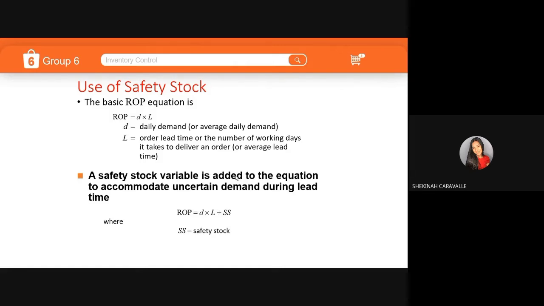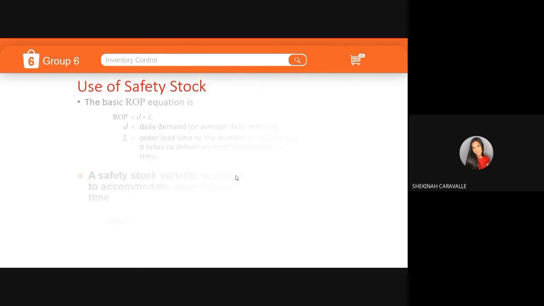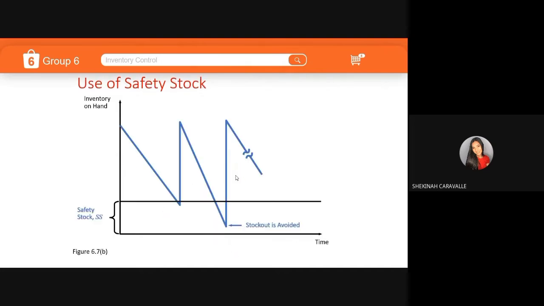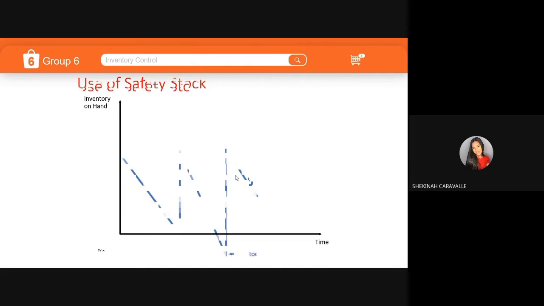A safety stock variable is added to the equation to accommodate uncertain demand during lead time, where ROP is equal to d times L plus SS, where SS stands for the safety stock. And here is a figure for the safety stock. Use of safety stocks: this is where the stockout is avoided when you use the safety stock model.